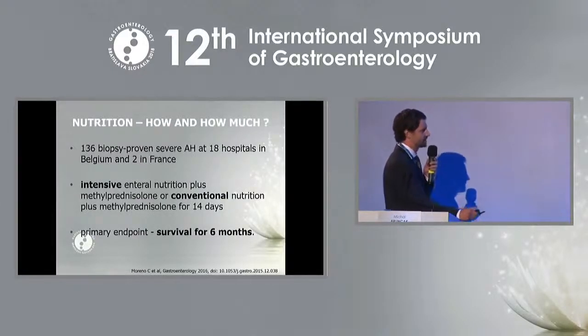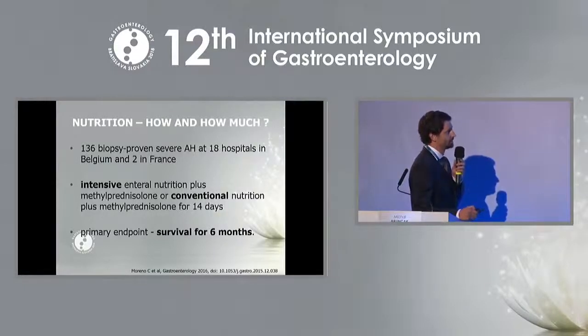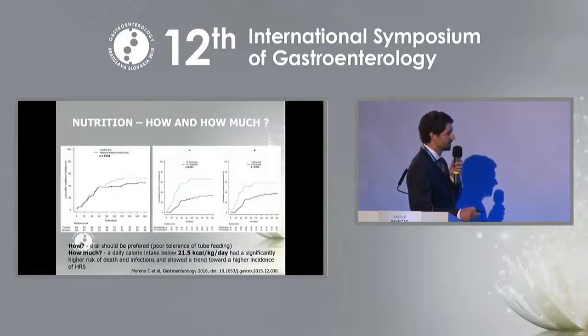Nutrition, very nice trial from Belgium and France. The question was, does nutrition improve the 6-month survival? And how should we feed these patients? The results are that oral should be preferred because there was a poor tolerance of the tube feeding, and there was no statistical difference between tube feeding and oral feeding.